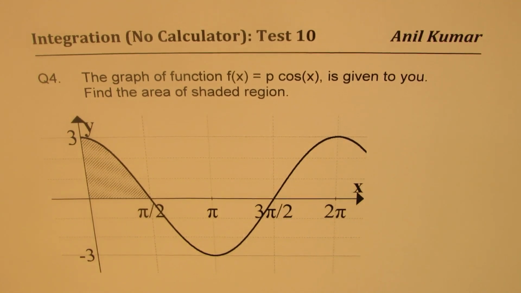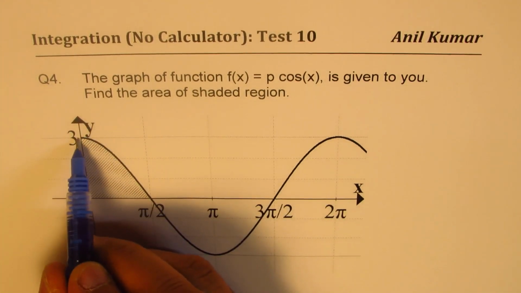The question here is, the graph of function f of x equals p cos x is given to you. Find the area of the shaded region. So that's the graph. Now you can always pause the video and answer this question. From the graph, we know what p is. P should be 3, right?